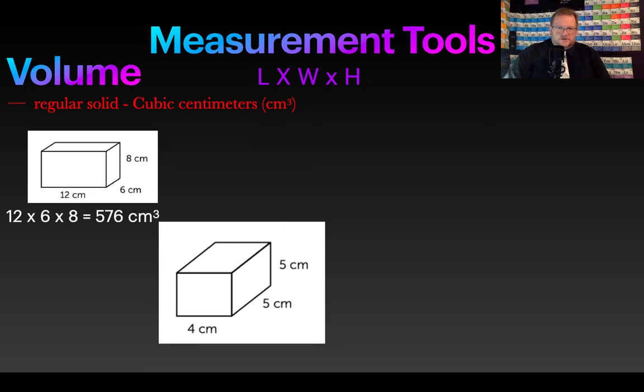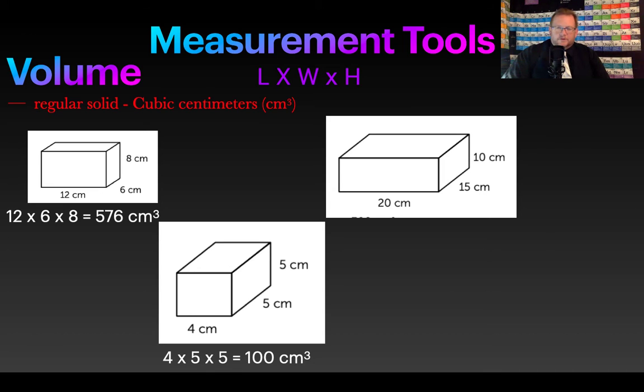Okay? So let's do this one. 4 times 5 times 5. And if you know your math, 5 times 5 is 25, and 25 times 4, 25, 50, 75, 100 cubic centimeters. All right, what about this one? This one you definitely probably need a calculator for. 20 times 15 times 10, and if we do length times width times height, we get 3,000 cubic centimeters. Okay, so volume of a regular solid, pretty easy compared to what we're about to do.